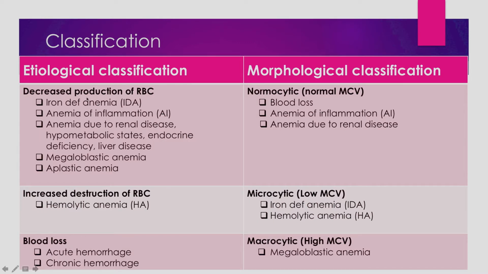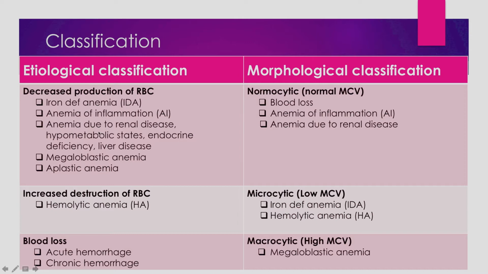So first is decreased production of RBCs. What are the different types in which decreased production is seen? Number one is iron deficiency anemia, where there is deficiency of iron which leads to anemia. Second is anemia of inflammation. Because of the inflammation in the body, mostly chronic inflammations, they lead to anemia.